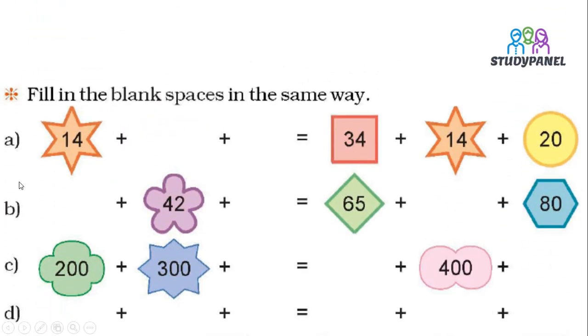Now here are some rules. Fill in the blank spaces in the same way. Now we have to fill in the blanks. Now this is 14. So which two numbers are not written? 34 and 20. In any order we can write.